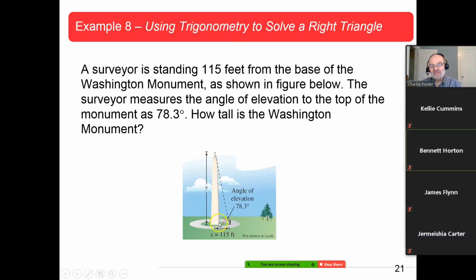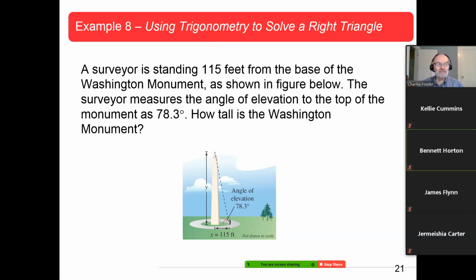to be 78.3 degrees. Now here are your assumptions. One assumption is that the Washington Monument stands straight up, and that's a pretty good assumption. In other words, it's perpendicular to the ground. If you've ever been in DC, you know the area is pretty flat. Everything is pretty flat there.